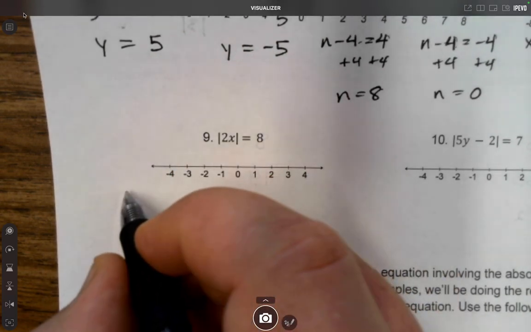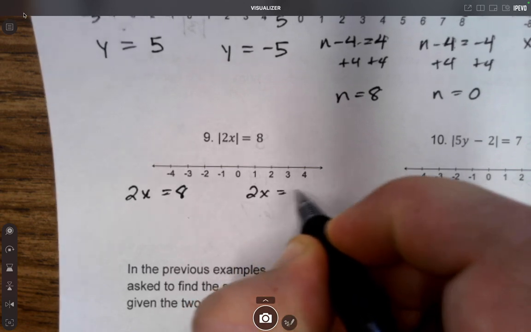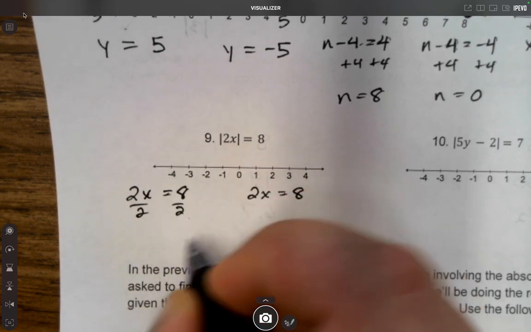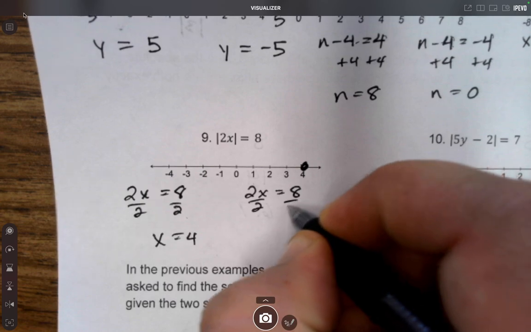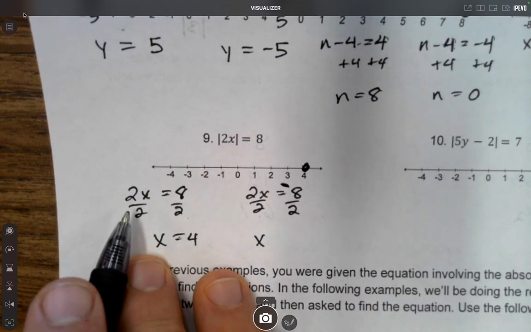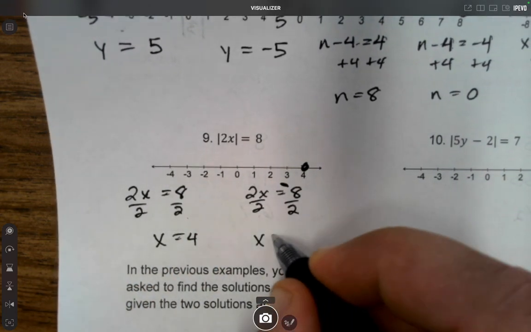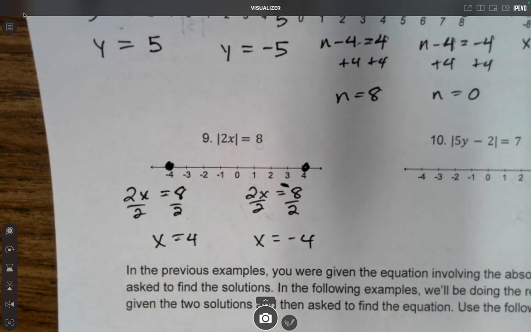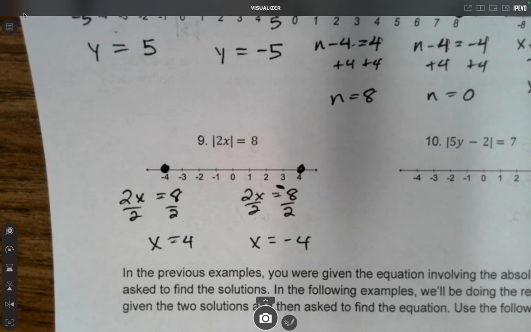Okay, number 9, we'll say, well, it's possible that 2x equals 8. It's possible that 2x equals negative 8. Divide both sides by 2. We get x equals positive 4 here. Divide both sides by 2. We get x, oh wait, sorry, I forgot a negative here. My fault. So the setup is 2x equals 8, 2x equals negative 8. So this one would give us a negative 4. So our answer is both 4 and negative 4. Both of those are solutions to this equation.